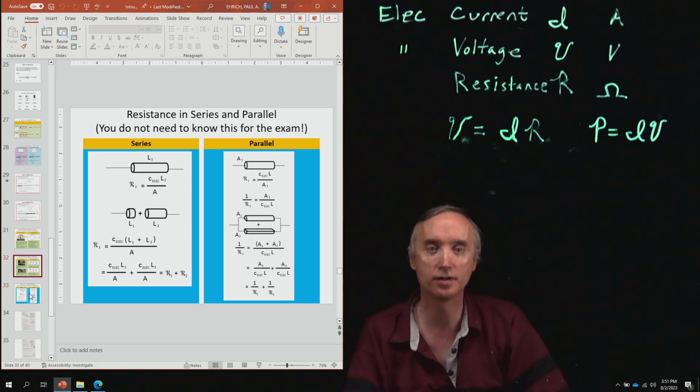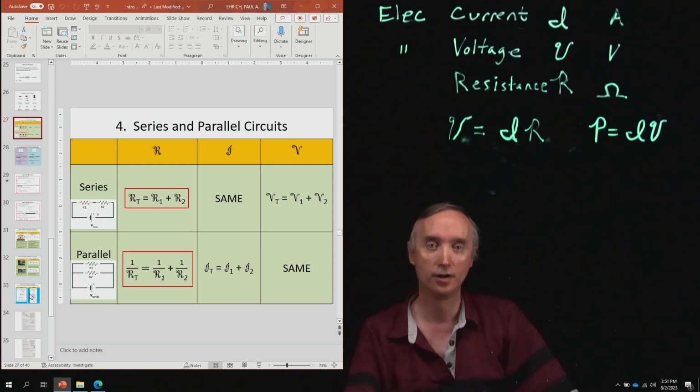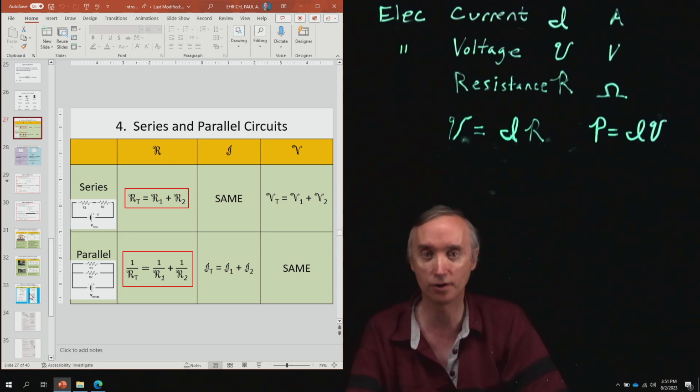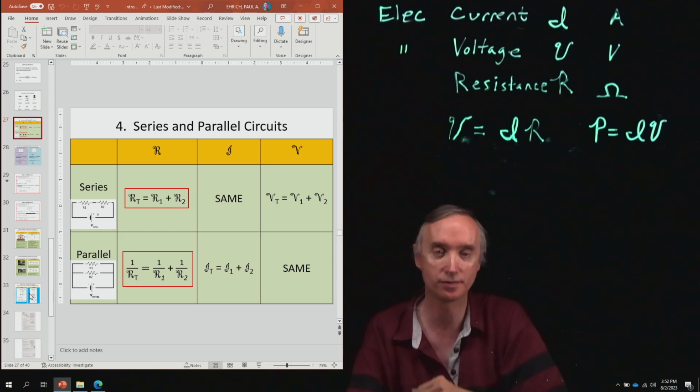So what we have just figured out is, if we go back to here, we figured out why the current is the same in the series circuit and why the sum of the voltages is the total voltage. And we've also figured out why the voltage is the same in the parallel circuit and it's the sum of the currents in the parallel circuit.